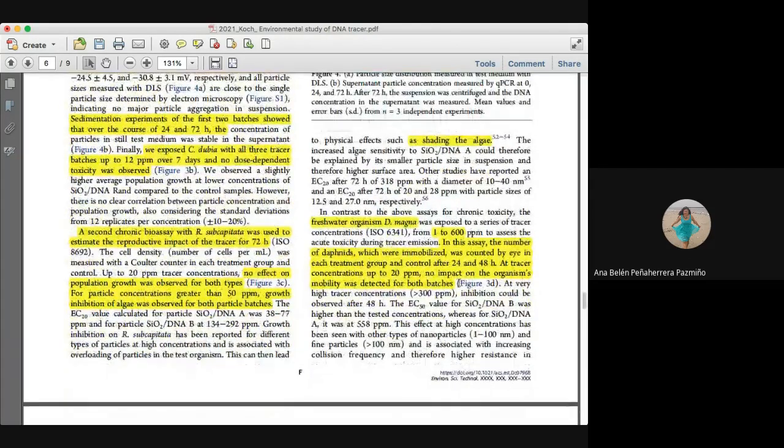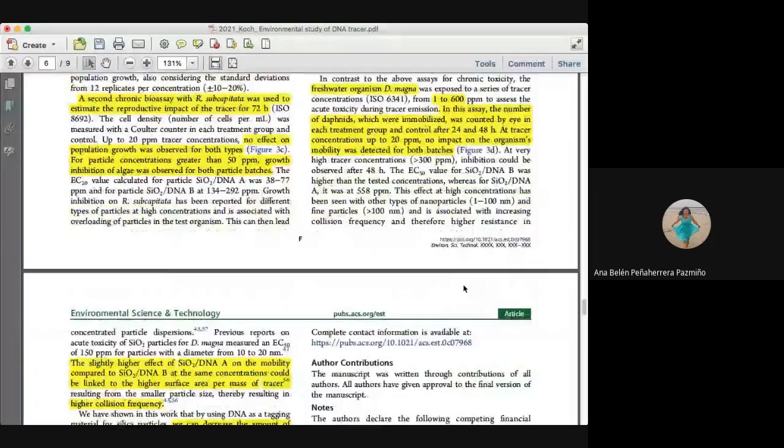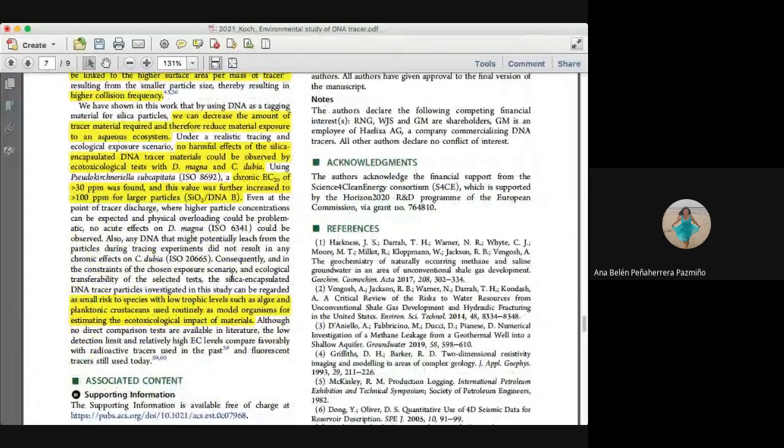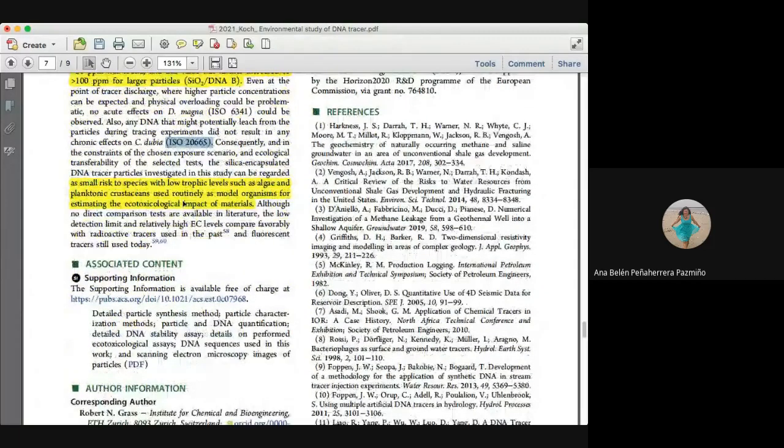And finally, they concluded that these nanoparticles don't have an effect, and they used these assays with the standard ISO conditions. And they concluded that there is a small risk for these organisms when they are exposed to these materials.